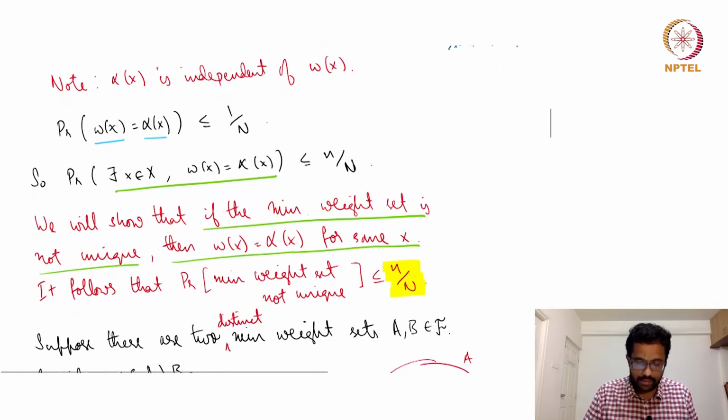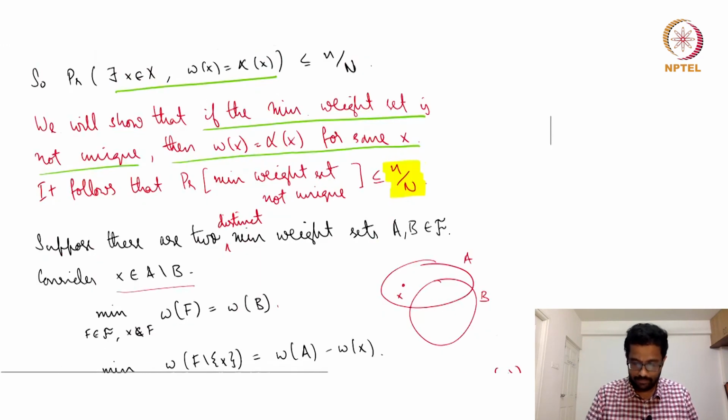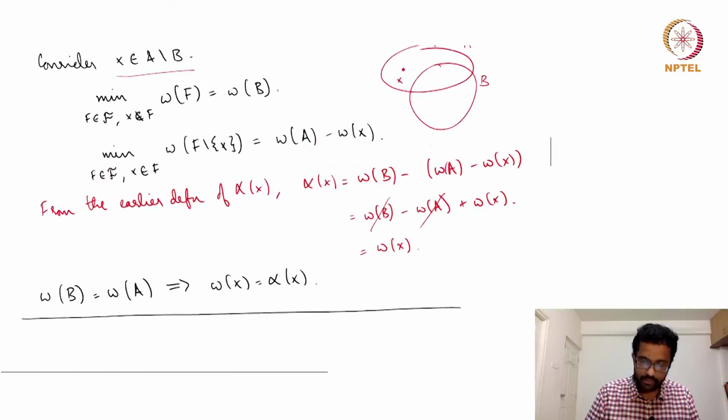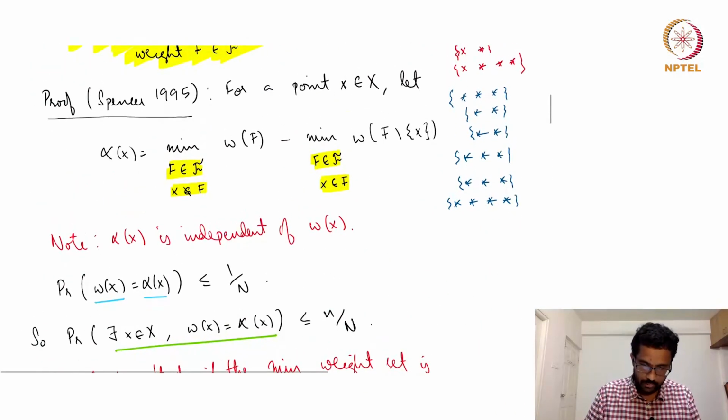So we showed that if the minimum weight set is not unique, if there are two distinct minimum weight sets, then there is an element x for which alpha and W are the same. And that's it. This is the isolation lemma.